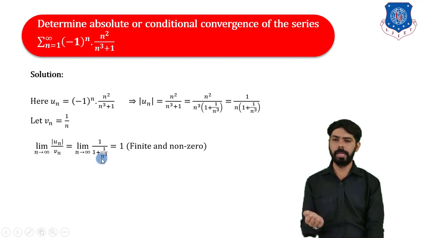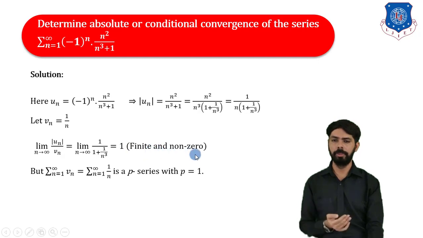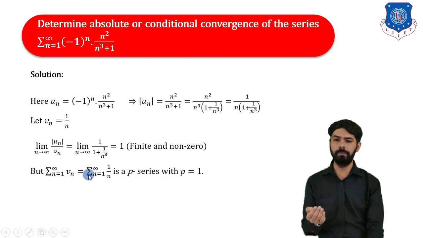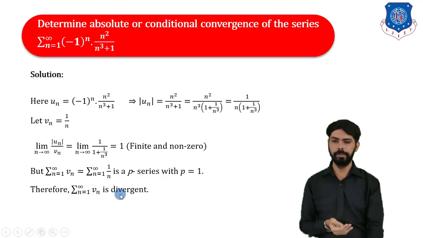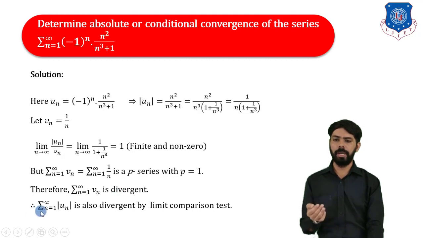Now here we will replace n by infinity. So 1 upon infinity will be 0, so here 1 divided by 1 plus 0. So it will be 1, which is finite and non-zero. But sigma n equal to 1 to infinity Vn is equal to sigma 1 divided by n, which is a p series with p equal to 1. Therefore sigma Vn is divergent. Therefore sigma n equal to 1 to infinity modulus of un is also divergent by the limit comparison test.